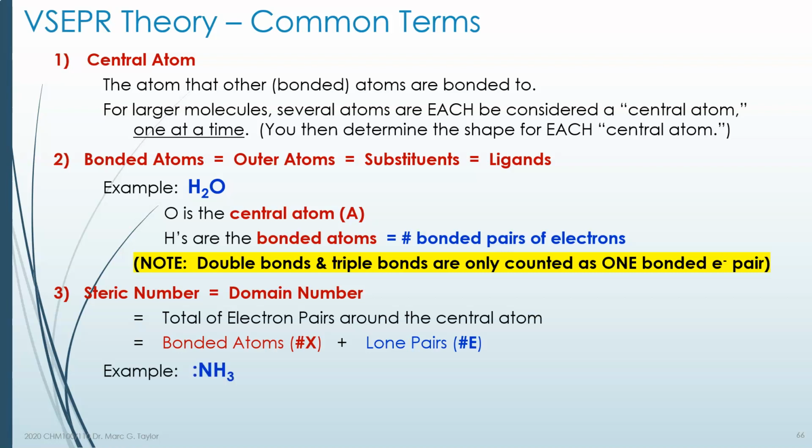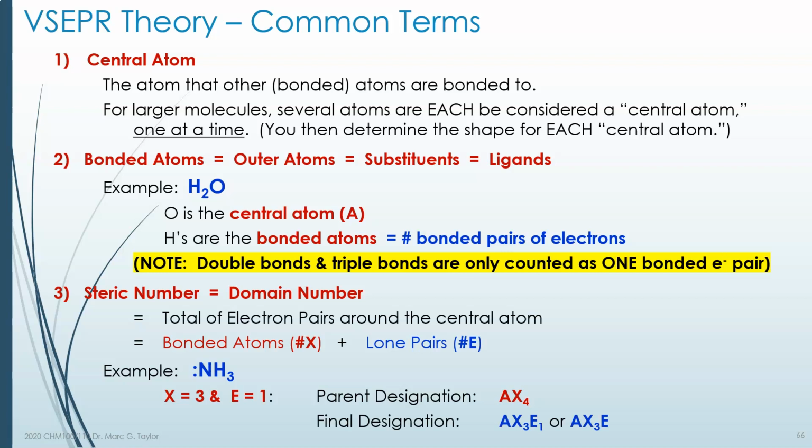Another example is ammonia, NH3. Nitrogen has a lone pair. So that means we have 3 bonded atoms, X equals 3, and 1 lone pair, E equals 1. And we would designate the parent designation of this molecule using VSEPR theory as AX4. In other words, we add the X and the E together to get the actual X value in the parent designation. But the reality is the final designation has 3 X's and 1 E. So we would write it as AX3E1 or simply AX3E.